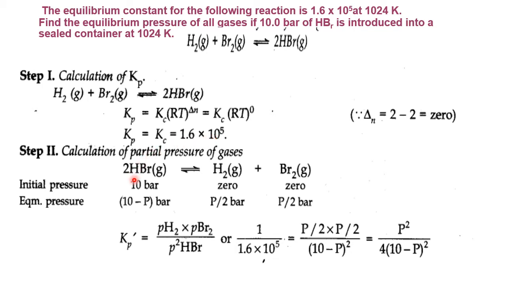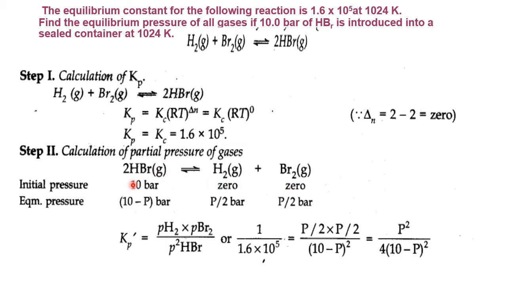Right. Now we'll go to the calculation of partial pressure. Find the equilibrium pressure of all gases if 10 bar of HBr is introduced into the sealed container. So that HBr undergoes decomposition: 2 HBr giving H2 and Br2. In the beginning, how much pressure have you taken? Concentration in terms of pressure, 10 bar. Reaction not yet started, so 0, 0. When it attains equilibrium, like yesterday, if it is 2 HBr, it's half: 1, 1. If it is 10, it's half: 5, 5. If it is X, it's half: X by 2, X by 2.